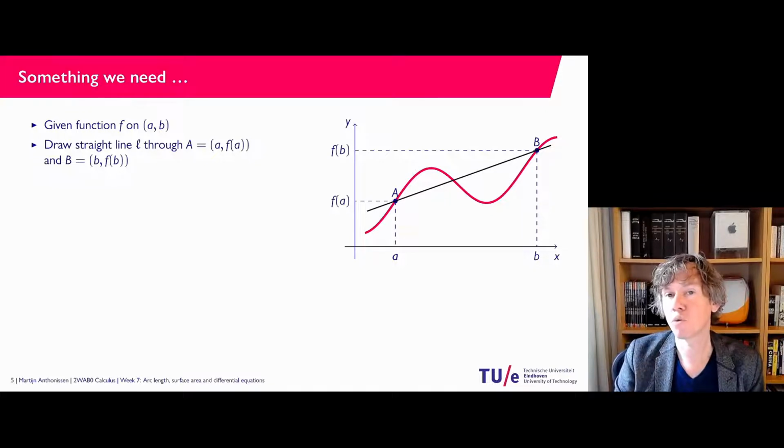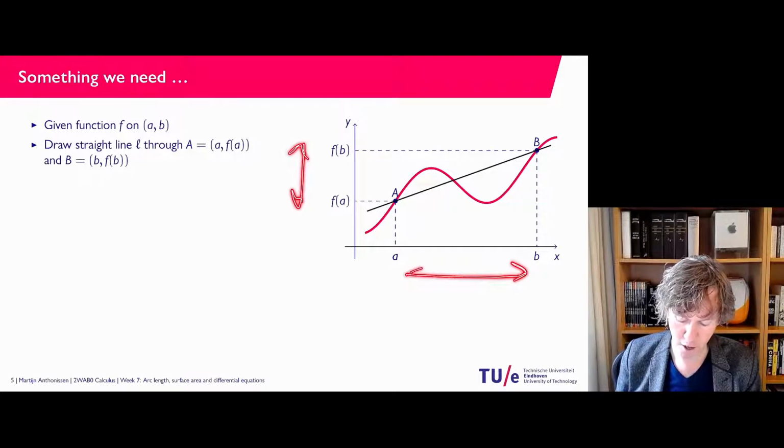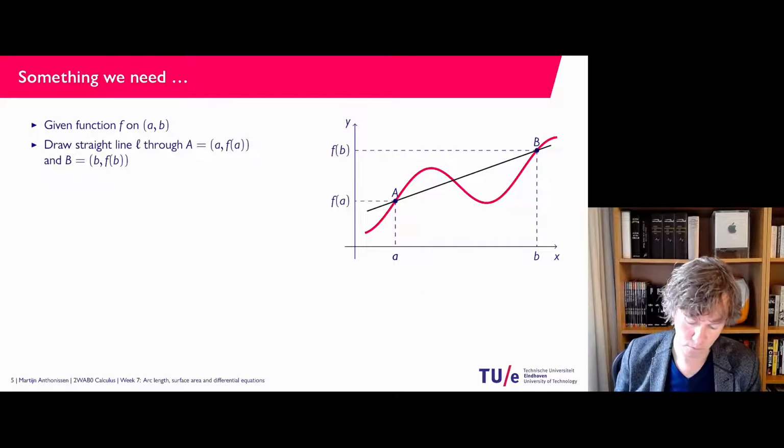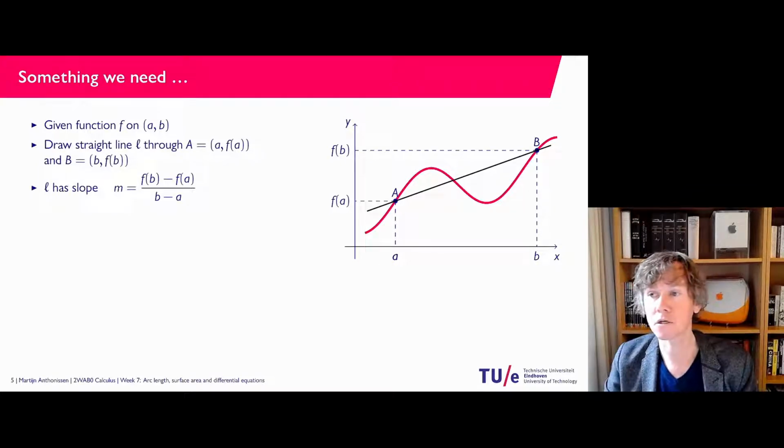Well, then of course we know the slope, right? It's the difference in y values, delta y, over the difference in x values, delta x. So what it is, f(b) minus f(a) over b minus a. We've seen that in week 1. That's old stuff.